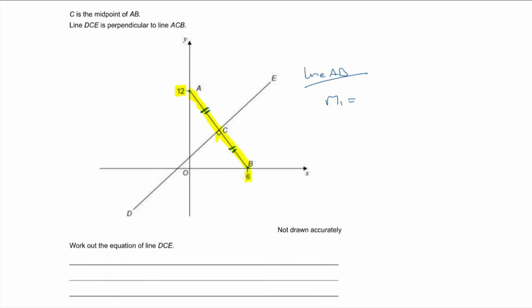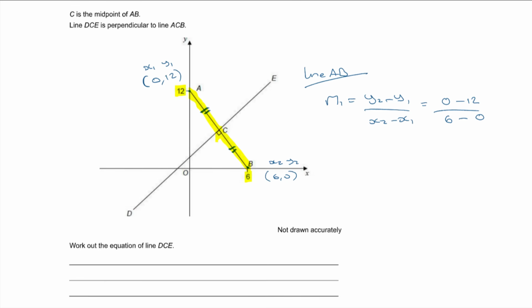then m1, the gradient, is going to be y2 minus y1 over x2 minus x1. Okay, now remember this point down here was 6, 0, and this point over here was 0, 12. So this could be my x1, y1, and this could be my x2, y2 coordinates. So subbing those carefully into this equation, y2 is 0 minus y1, which is 12, divided by x2, which is 6, minus x1, which is 0.